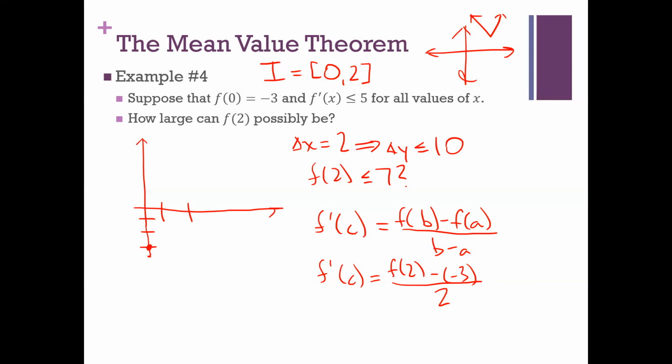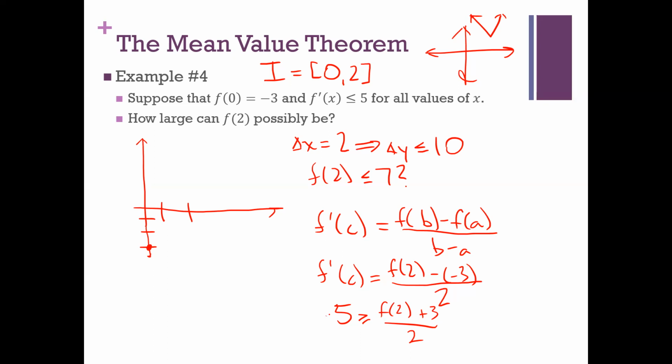It's 5 or it's less than 5, right? So I'm going to go ahead and replace that with 5. I'm also going to replace the equal sign with the inequality. So 5 is less than or equal to, no, 5 is greater than or equal to f of 2 plus 3 over 2. So basically this inequality, if you solve this, you're going to get some kind of bounds for f of 2, right?